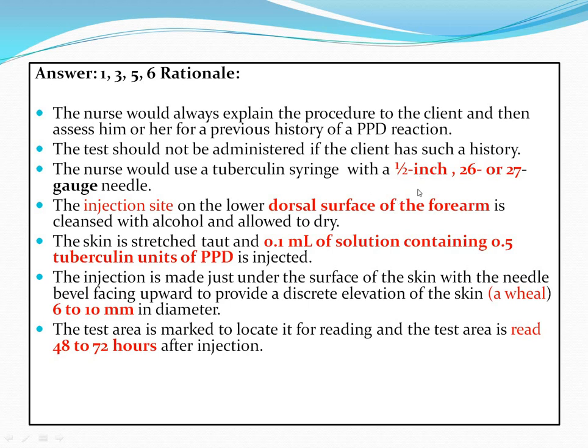And a few value points about tuberculin skin test. The needle size is 1/2 inch, 26 or 27 gauge needle. Injection site is the lower dorsal surface of the forearm. Then 0.1 ml of solution containing 0.5 tuberculin units of PPD we are injecting. Then we have to see a wheal 6 to 10 mm in diameter, and we are reading 48 to 72 hours after injection. These are some of the value points. Keep these points in your mind.